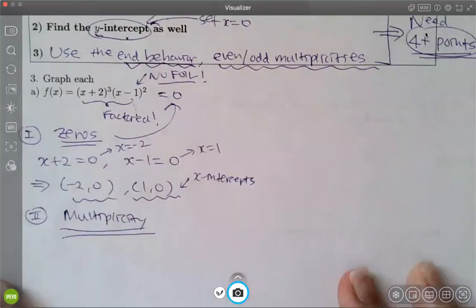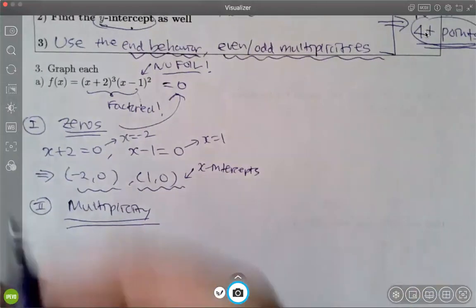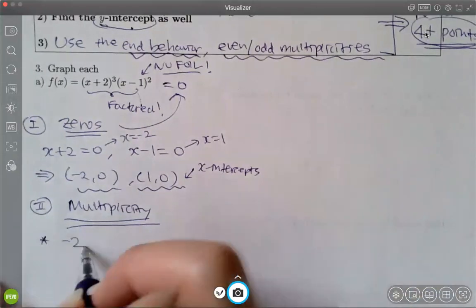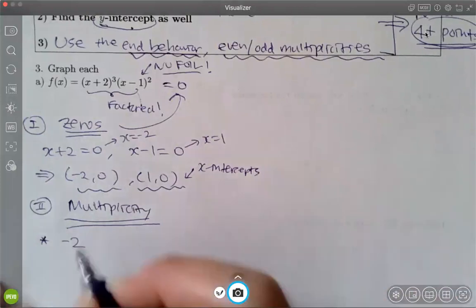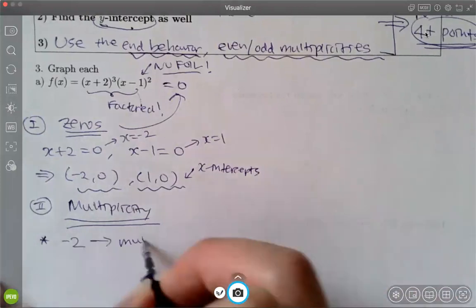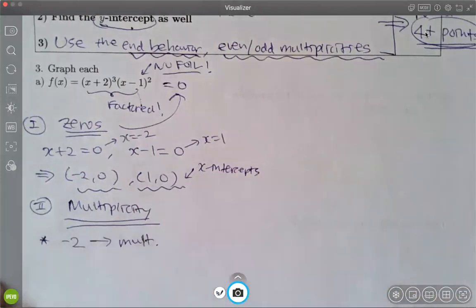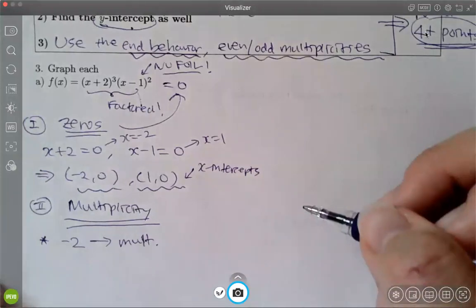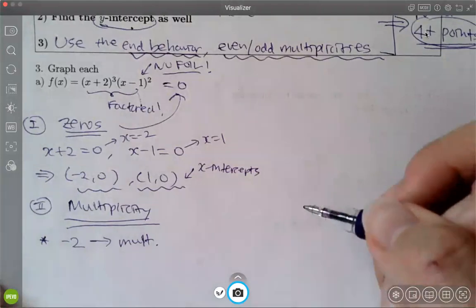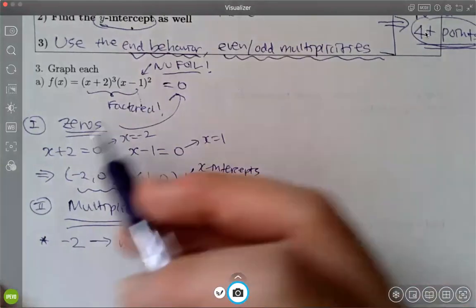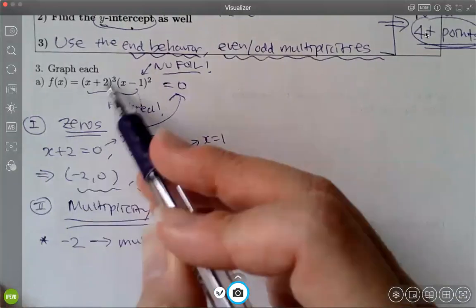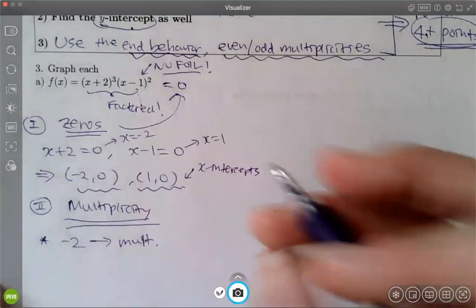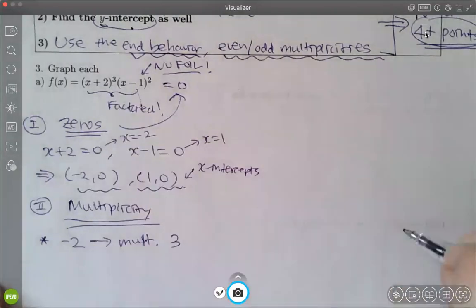Okay, so now, what is the multiplicity of the zero, -2? The multiplicity, remember, we have to look at what? The exponent, right? So -2 came from x plus 2, whose exponent is 3. Okay, so its multiplicity is equal to 3.